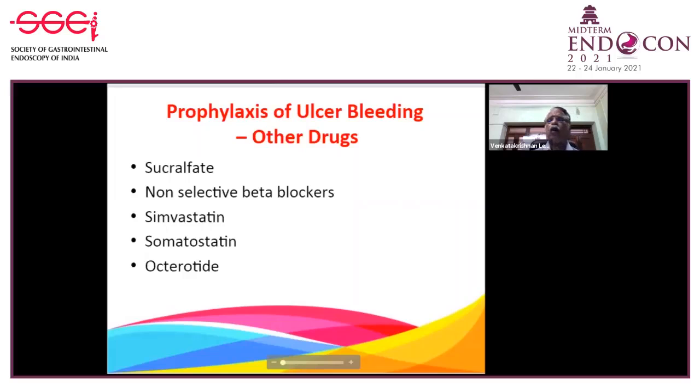Simvastatin, somatostatin and octreotide have been studied after post-EVL as prophylaxis, but somatostatin and octreotide are not recommended as prophylaxis to prevent re-ulcer bleed. In fact, when you give vasoconstrictors versus PPI, there was one study which showed that the vasoconstrictors had more post-EVL ulcer bleed than a PPI in these patients. As a prophylaxis, there are studies with simvastatin, which reduces portal hypertension, but it has not been documented to prevent rebleeding or decrease mortality in these patients.